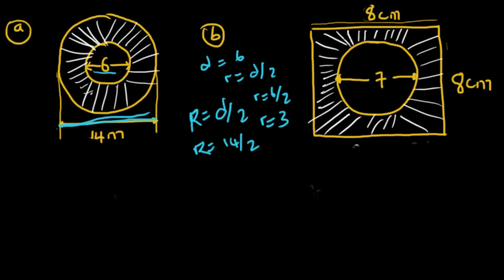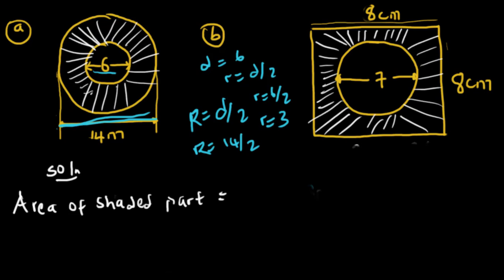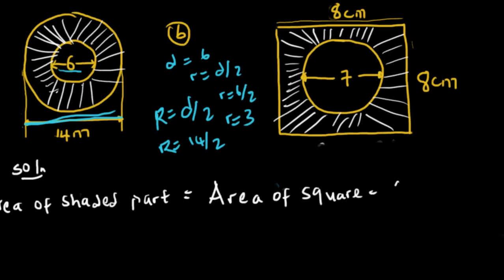So in this case, we've got a square and a circle, and the reason why I know that this is a square is that the length is equal to the breadth. So we've got 8 centimeter, 8 centimeter. So let's find the area of the shaded part. So we are going to be having area of shaded part equals to, now the bigger shape is the square, so area of square minus area of circle. Does this make sense?